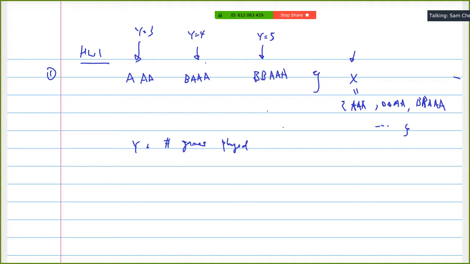So the first question asks what is H(X)? It's a simple counting, combinatorics kind of problem. How many different game outcomes do we have? For Y equal to 3, the outcomes will be just AAA and BBB. For Y equal to 4, I think there will be 6 of them. You can have B, A, B, A, and so on. Then you have B, A, B, B, and so on. Then you have 6 of them.